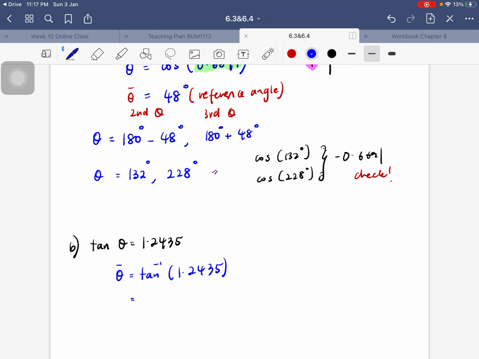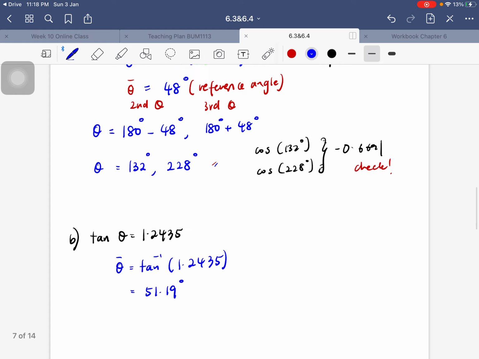So tangent inverse of 1.2435 is going to give you a value of 51.194 degrees. Therefore, when we round it, it's going to be 51.19 degrees.